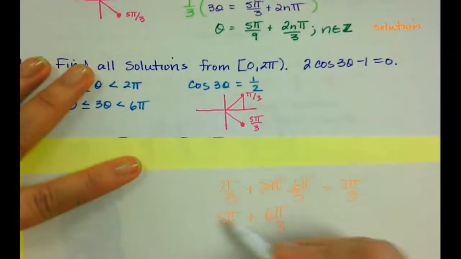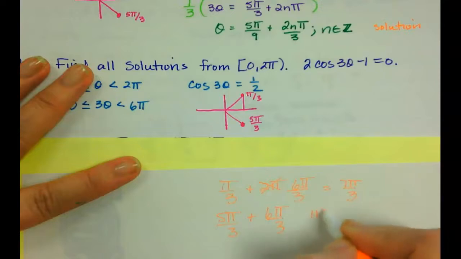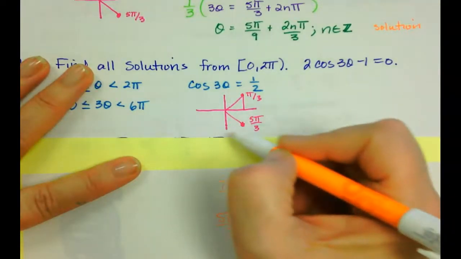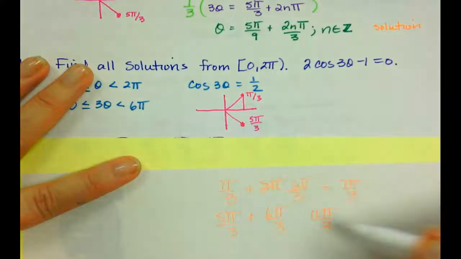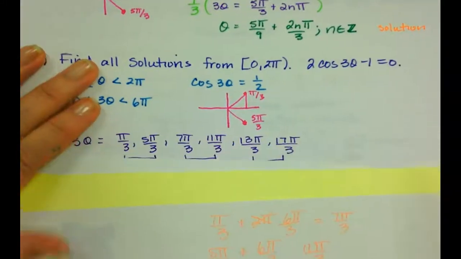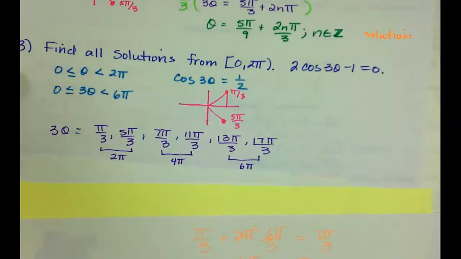So then I would say 5 plus 6, which is going to give me 11 pi over 3. And so that would be if I was here and then I went around the circle one time and stopped on the second rotation, I would be at 11 pi over 3. So what we're going to do is list all of those out until we get to 6 pi.